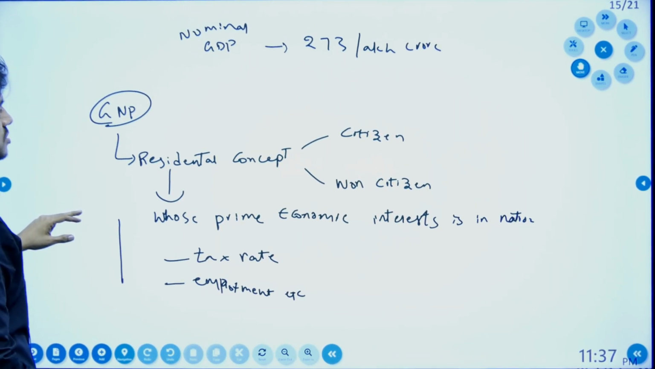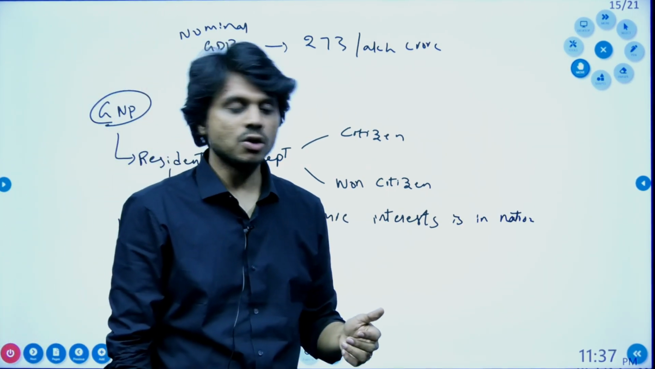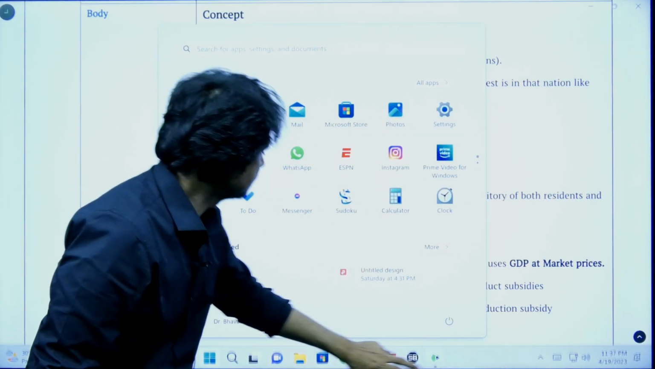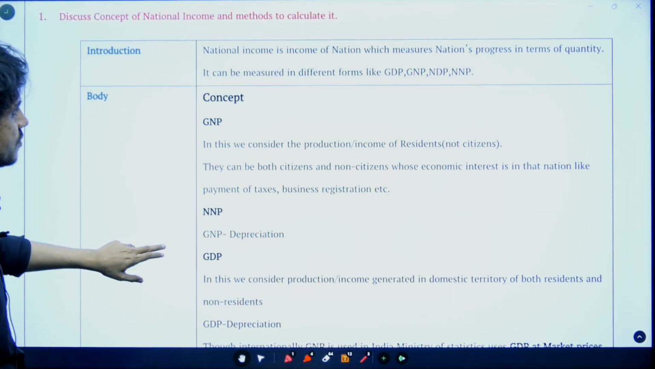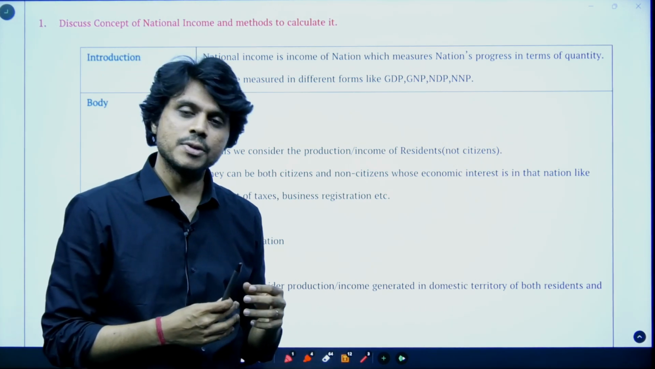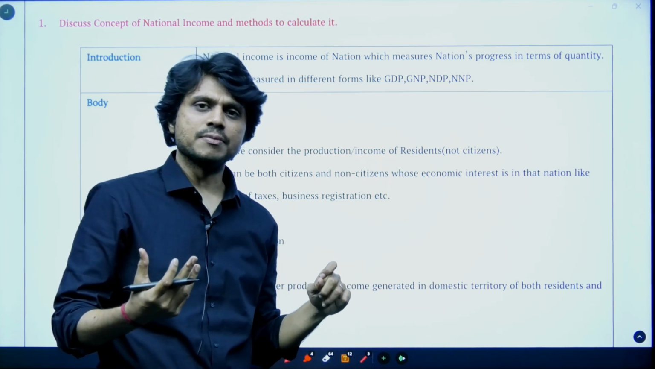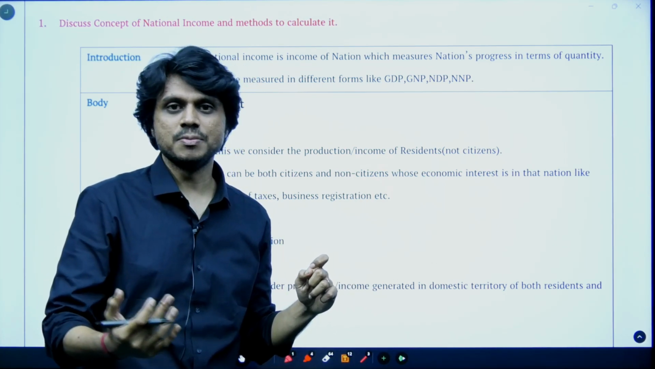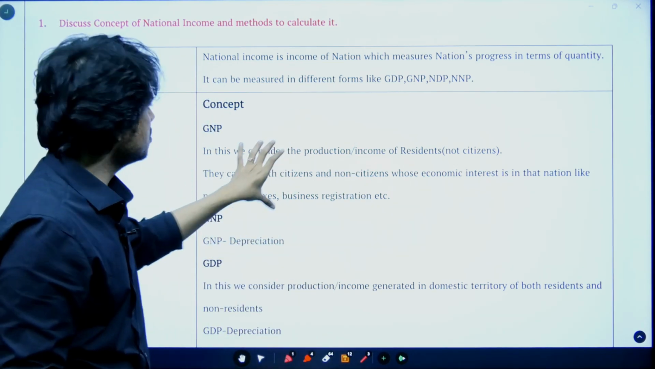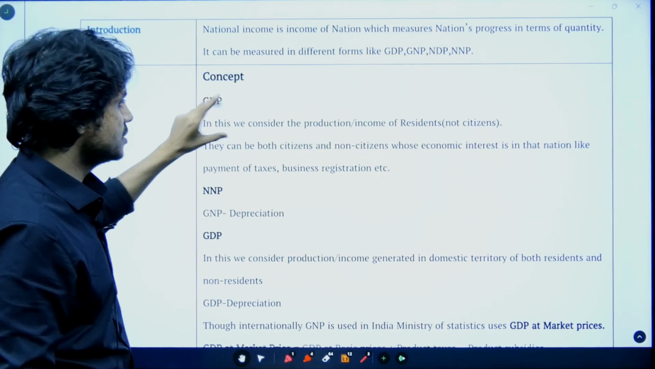Now let's understand what this GNP is. GNP is actually the residential concept, and GDP is the territorial concept. It is given here; I have given it simply in one line. Like I have told you, the national income can be measured based on different concepts. I can measure it using the GDP, the GNP, the NDP or NNP, right? So I'm just trying to give the concepts. But what we actually use is this one. But GNP is also a concept.